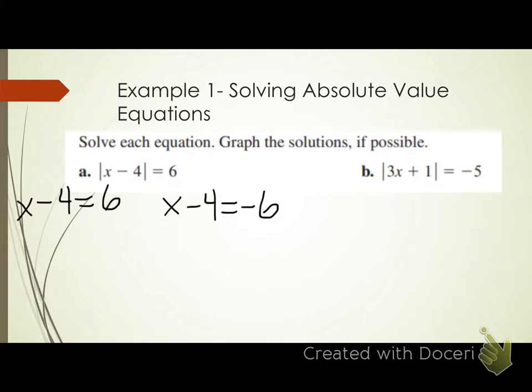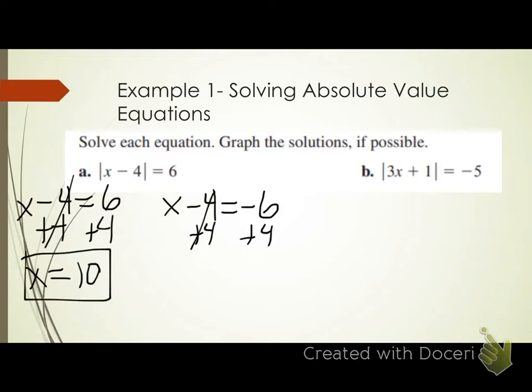What's my one and only step to get x by itself on both equations? Add 4 to both sides. On both equations. First equation, what is 6 plus 4? 10. There's one of my solutions. Second equation, what's negative 6 plus 4? Negative 2. There is my second solution. Any questions about how I got my solutions?